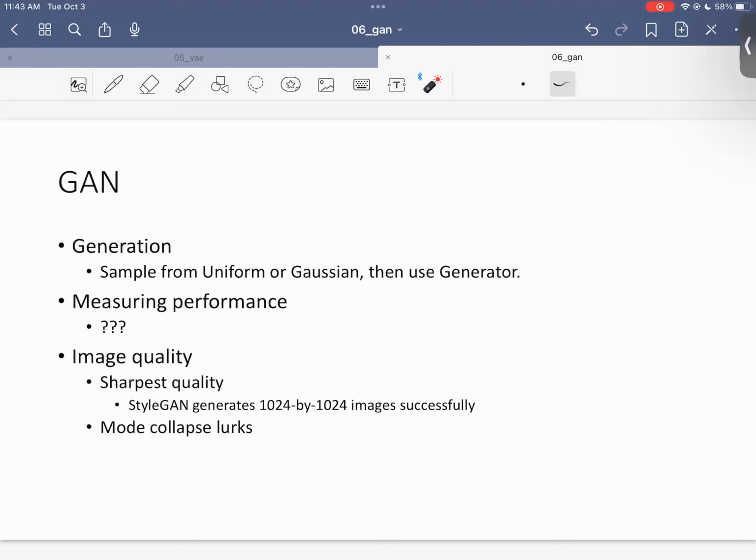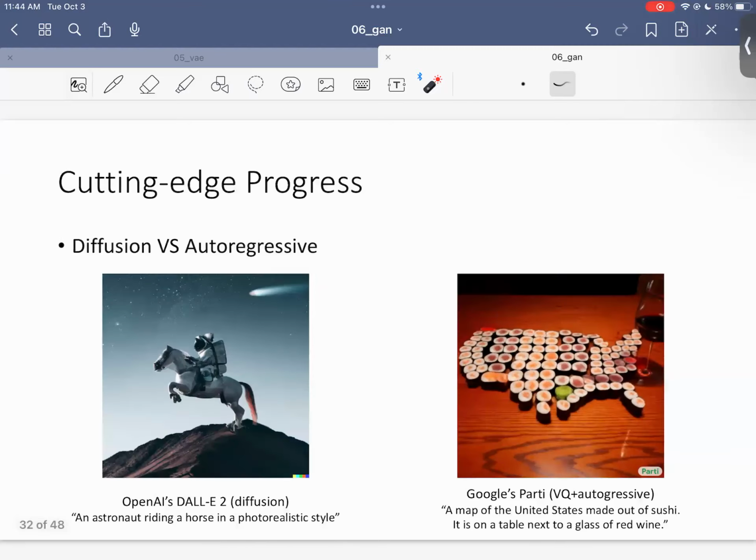So if you're interested in GAN state of the art, then you should definitely study StyleGAN. There's StyleGAN 1, StyleGAN version 2. I think there was StyleGAN something called discriminator trick, something that came out a couple years ago. I'm not sure what happened after that. But anyway, it still gives you a very good image. It's just hard to train, and has mode collapse. Cutting edge progress, there's obviously diffusion.